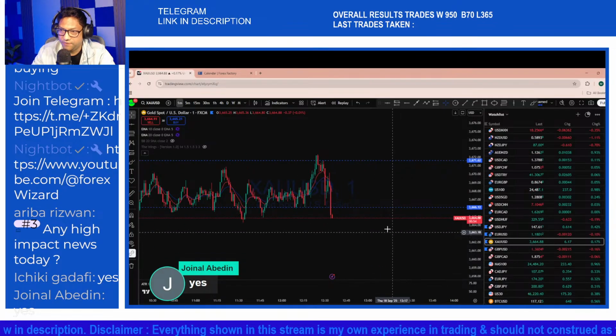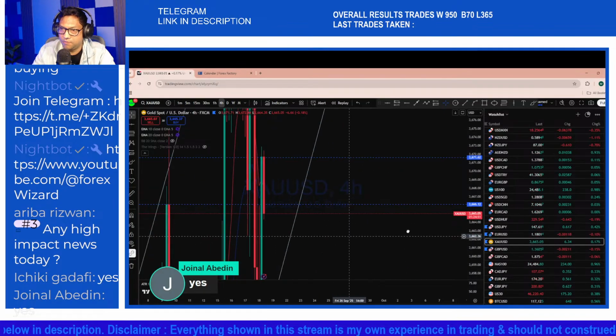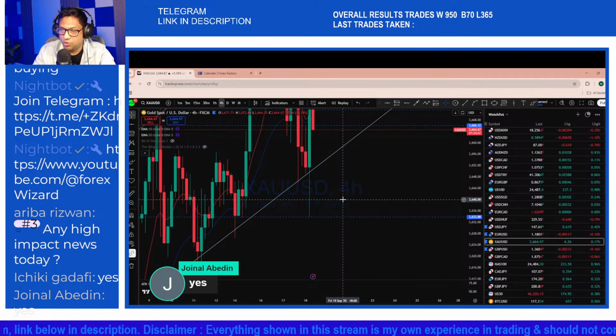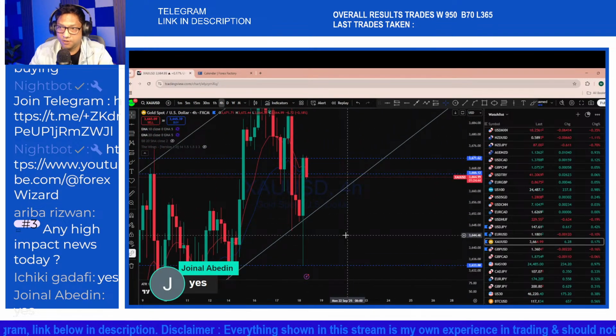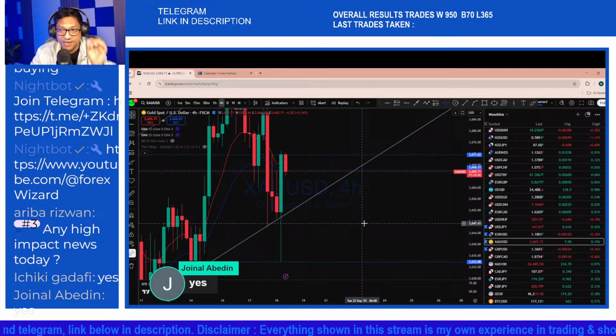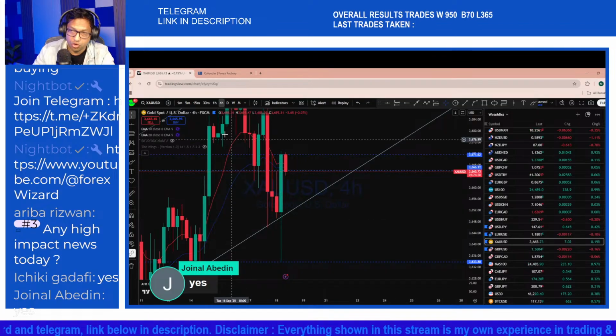It's broken the support level here. Now it has broken that support. Is the market going to drop straight back below this daily low, or is it going to revert again? I'm not denying the fact that there could be a deeper drop.